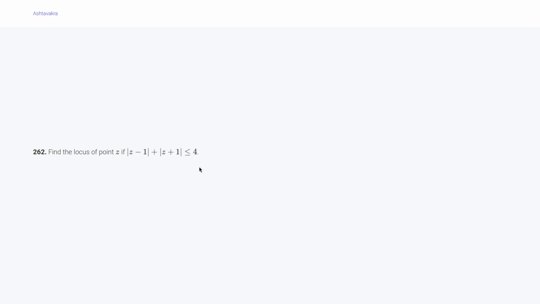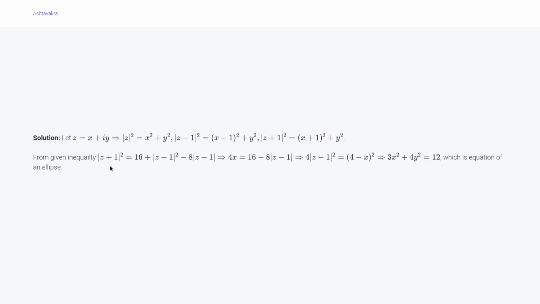Let me see the problem quickly. Yep. So the inequality we have converted into an equality for the sake of simplicity. So we solve this by substituting these values. We get 4x is equal to 16 minus 8 mod z minus 1, which implies that 4 mod z minus 1 whole square is equal to 4 minus x whole square, which implies 3x square plus 4y square is equal to 12, which is the equation of an ellipse. So you can apply the less than equal to here. You will get the interior of the ellipse as the locus.